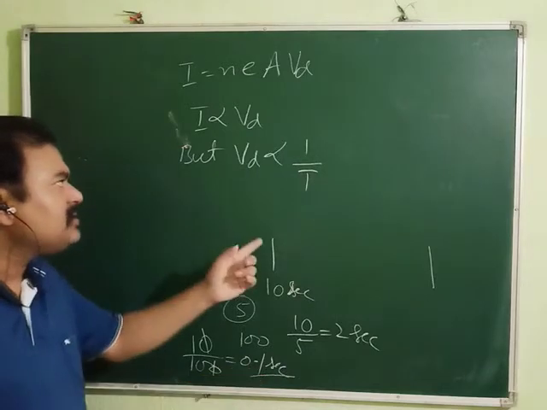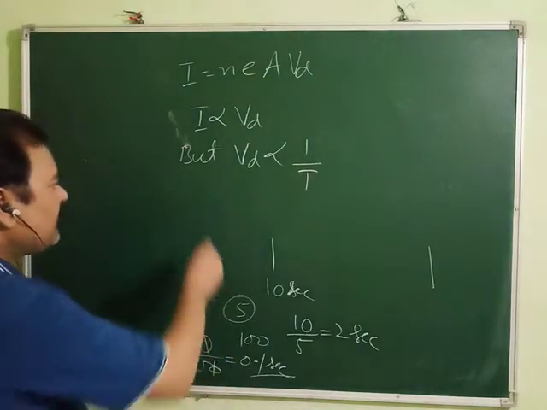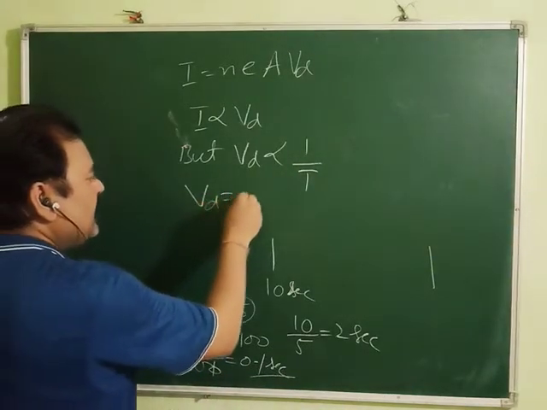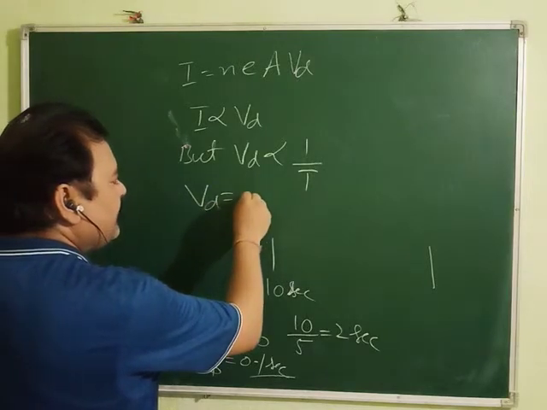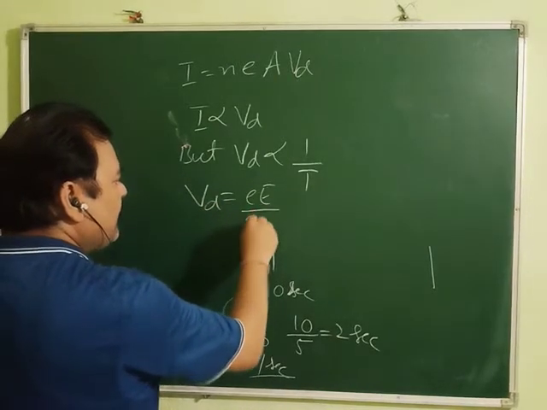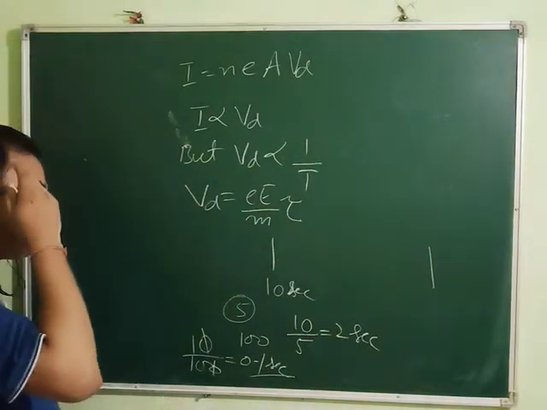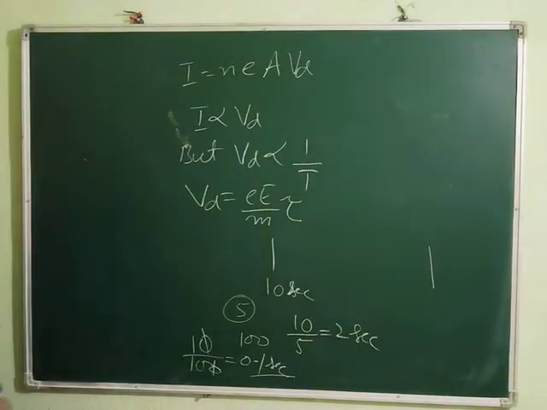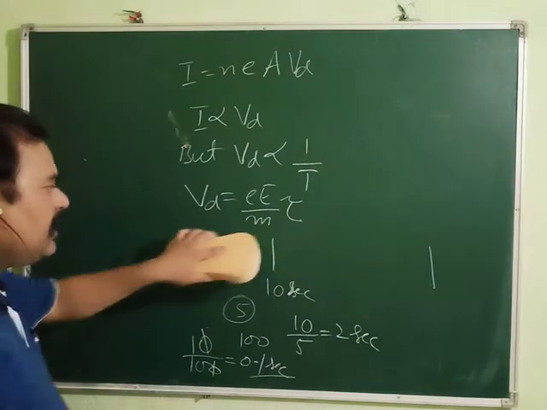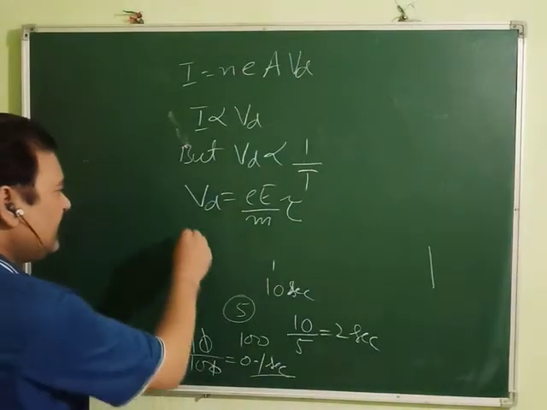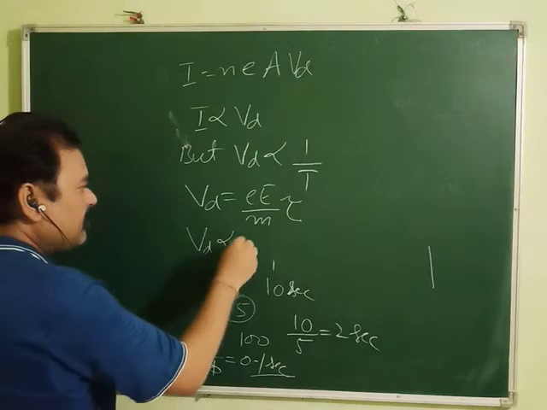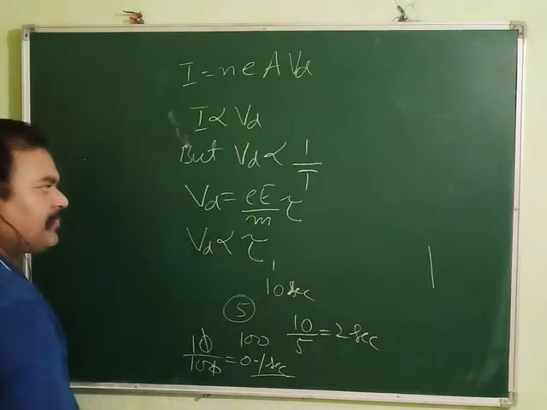As relaxation time is less, what do we know? We know that v_d is eE by m into tau. And when relaxation time is less, then what about the drift velocity? Obviously, drift velocity will be less, because v_d is proportional to relaxation time. These other things are constant for a given conductor.